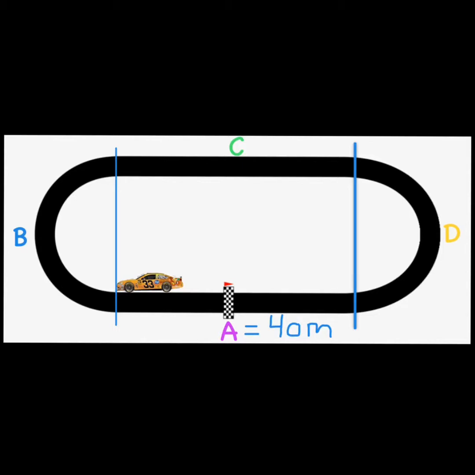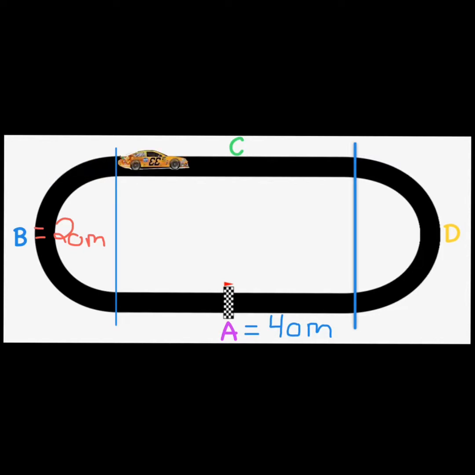Now, for the car to go through section B, which is this line around the turn to this line, the car would have traveled 20 meters. So for the car to go from here and go all the way around the track to here would be equal to 20 meters.